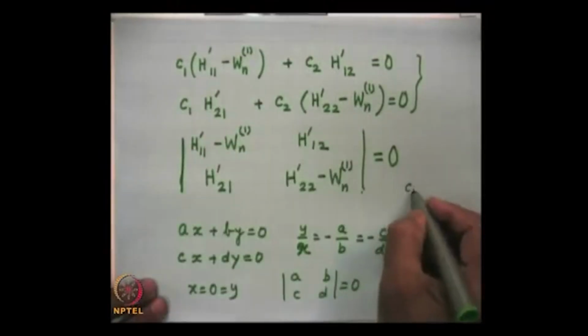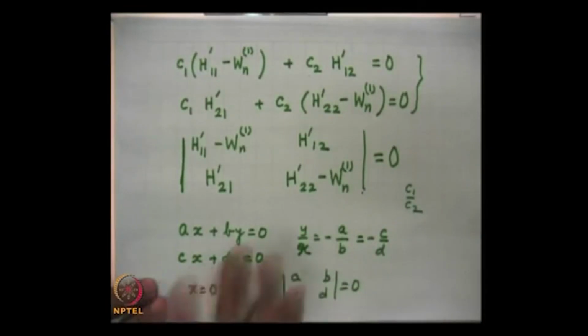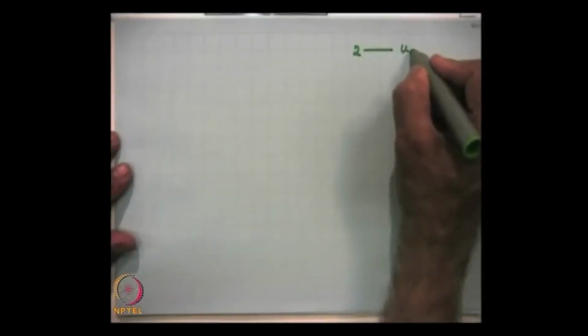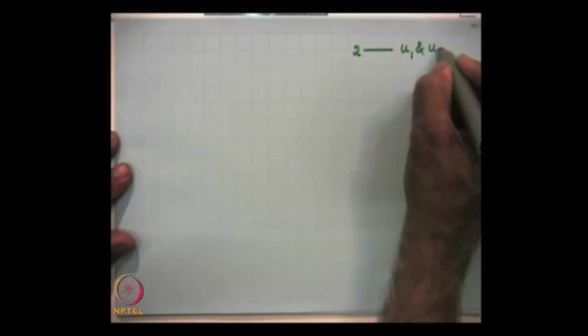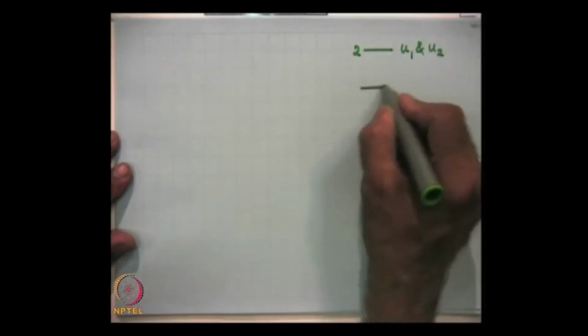For each root you will obtain a different value of C1 by C2, and that will give me two different eigenfunctions of the system. And therefore, the recipe is this: if I have a two-fold degenerate state, the corresponding eigenfunctions are u1 and u2, and let us suppose this is u0, u3, u4 can be anything.